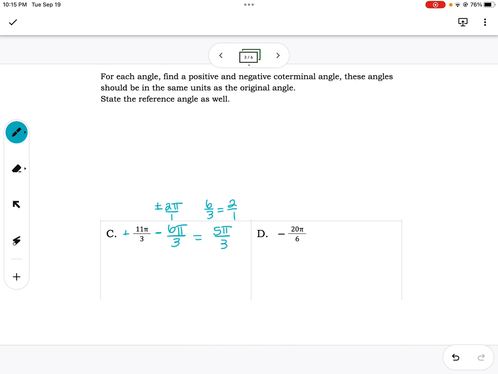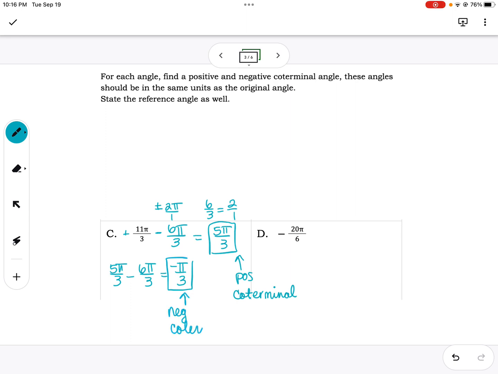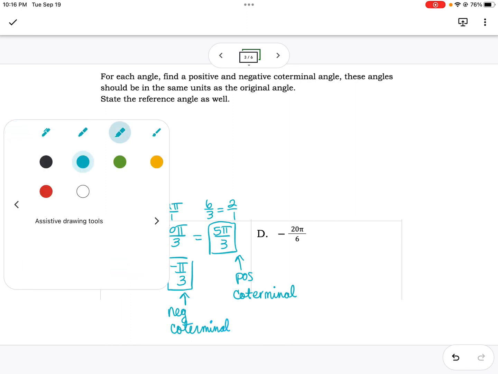I got to tell you, once you think about that, in my opinion, the radian ones are way more straightforward. So, 5 pi over 3, this guy, that's our positive coterminal. All right, so then I'm going to stick with that 5 pi over 3, and I'm going to subtract 6 pi over 3 from it, and that's going to get me negative pi over 3, and now I've found a negative angle. So now I have a negative coterminal angle. Ta-da!